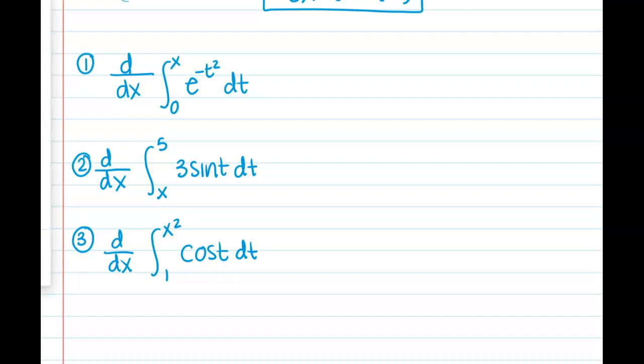So for this first one, this is going to be e to the negative x squared. Okay, put in the x for the t. This is just an x, there's no function, we don't need to worry about that. And the x is in the top limit. Second one, 3 sine of x, put in the x for the t. Since this variable is in the bottom, we have to make it negative. Switch the sign.